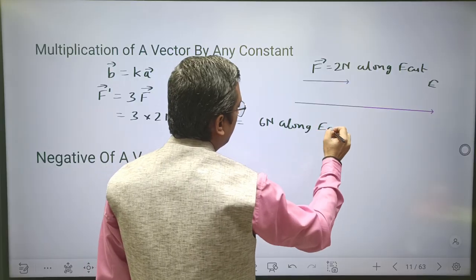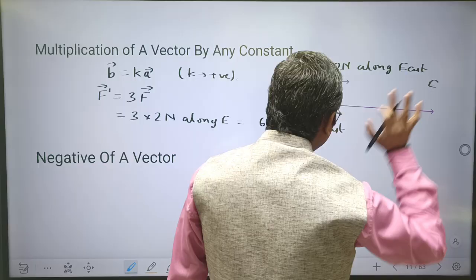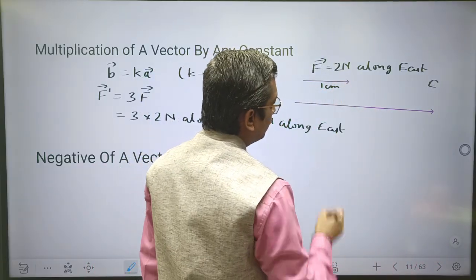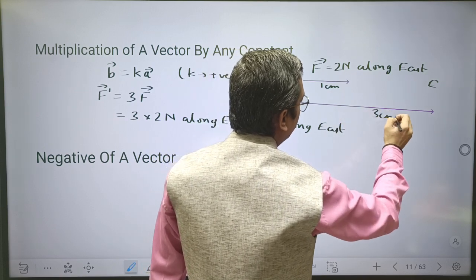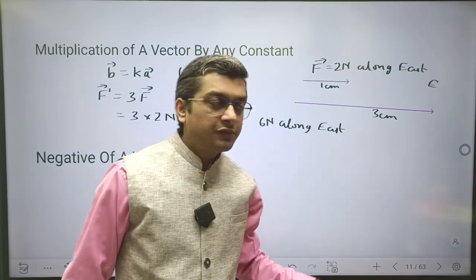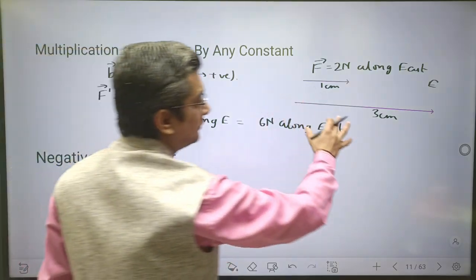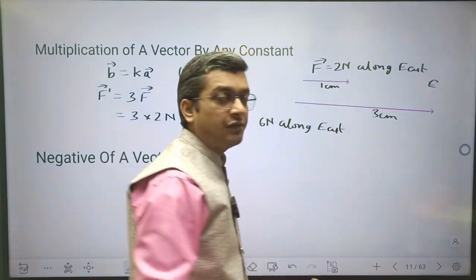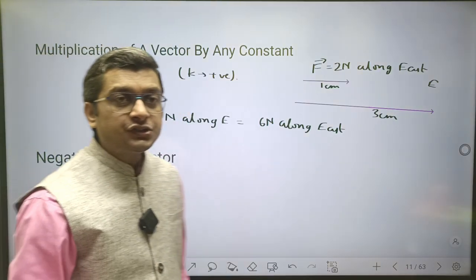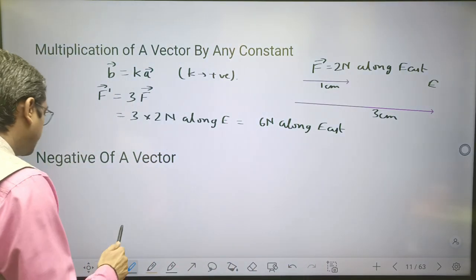So observe carefully, the along east part remains the same. The second vector must point towards east, and the length of this line, suppose if this line is 1 centimeter, this line will be equal to 3 centimeter. Why? Because if 1 centimeter represents 2 Newton, then by using the scale factor concept, we can say 3 centimeter will represent 6 Newton. So both have the same direction, but their lengths are different because they have different magnitudes. So whenever you multiply any positive constant to any vector, it will change its magnitude only. It will not change its direction. So this is the first concept.